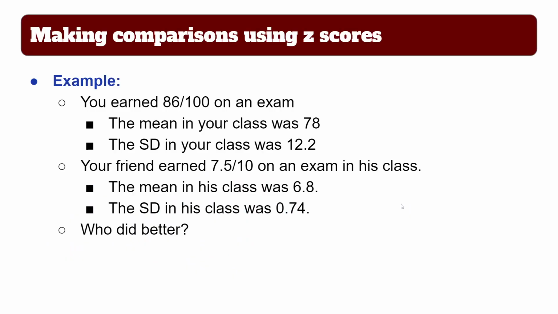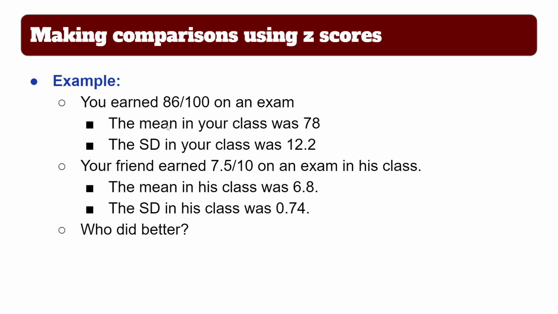So for example, say that you earned 86 out of 100 on an exam. The mean in your class was 78, and the standard deviation in your specific class was 12.2. Now your friend earned 7.5 out of 10 on an exam for his class, and the mean in his class was 6.8, and the standard deviation in his class was 0.74. You guys want to know who did better, right?